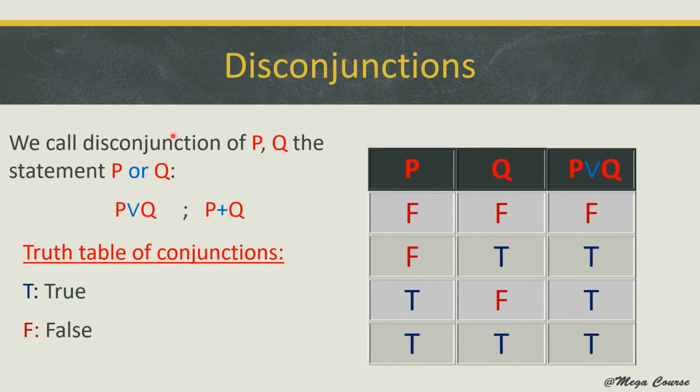Let's take an example here. I will write the same example. This is a window. P here says this is a door, while Q here says this is a window.